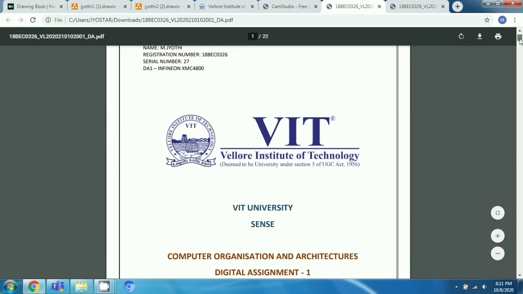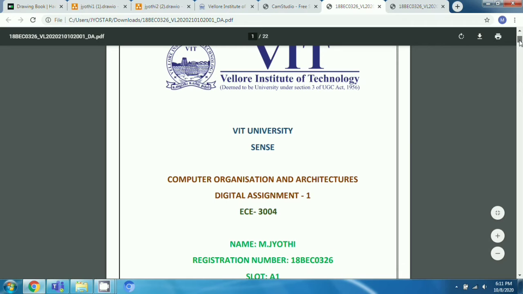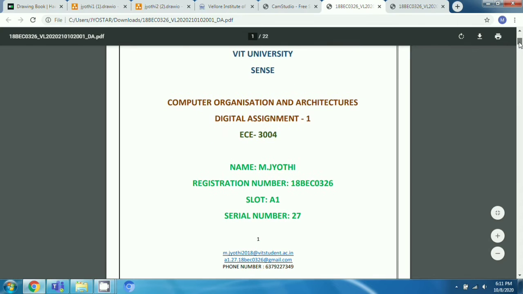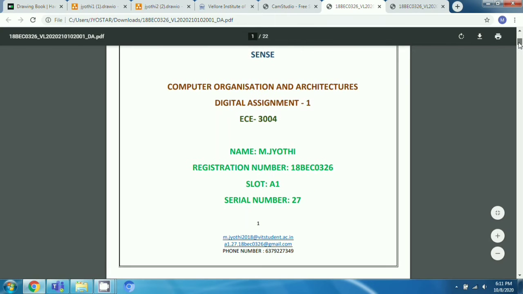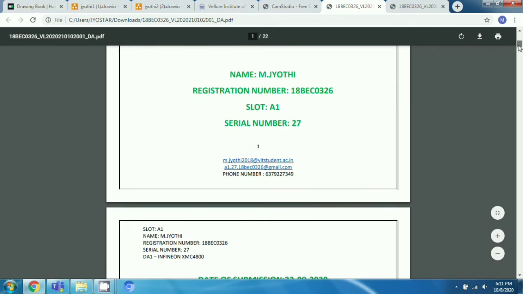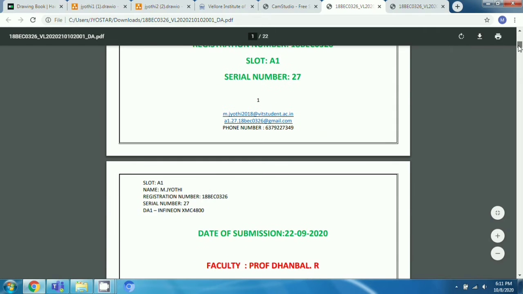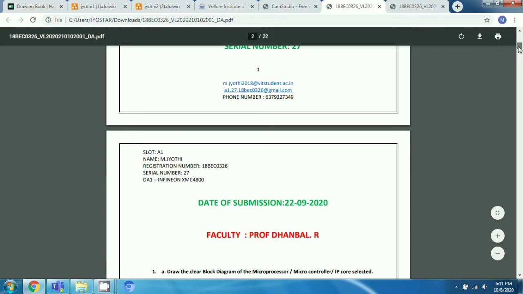Okay, let me start off by explaining my digital assignment 1. The topic is Infineon microcontroller and the specification is XMC4800. So let's start off with the first question where it says to explain about the block diagram.